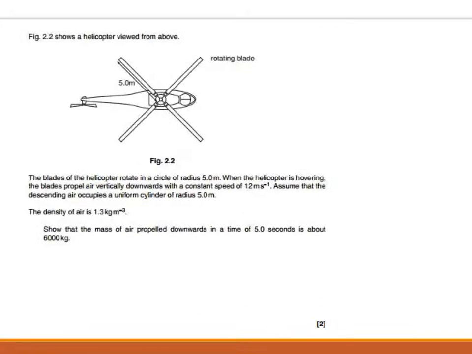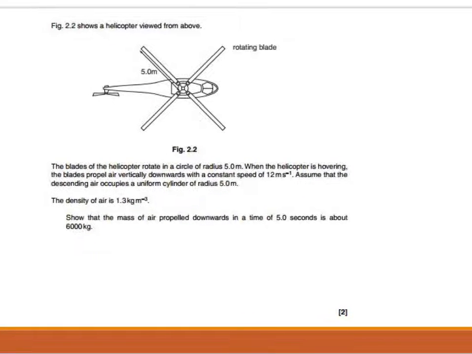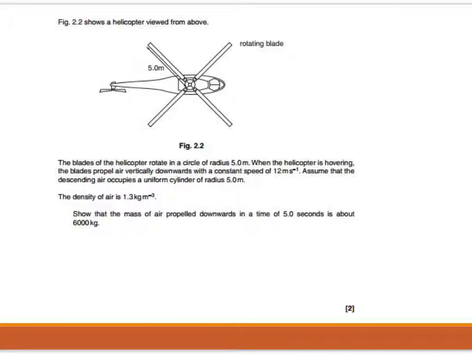Here we have a helicopter, and the helicopter is hovering by pushing air downwards. So we need to find the mass of air that it propels downwards in 5 seconds. So we're modelling that air as a cylinder of radius 5 meters, which is the radius of the rotors here. So we have the density of air.